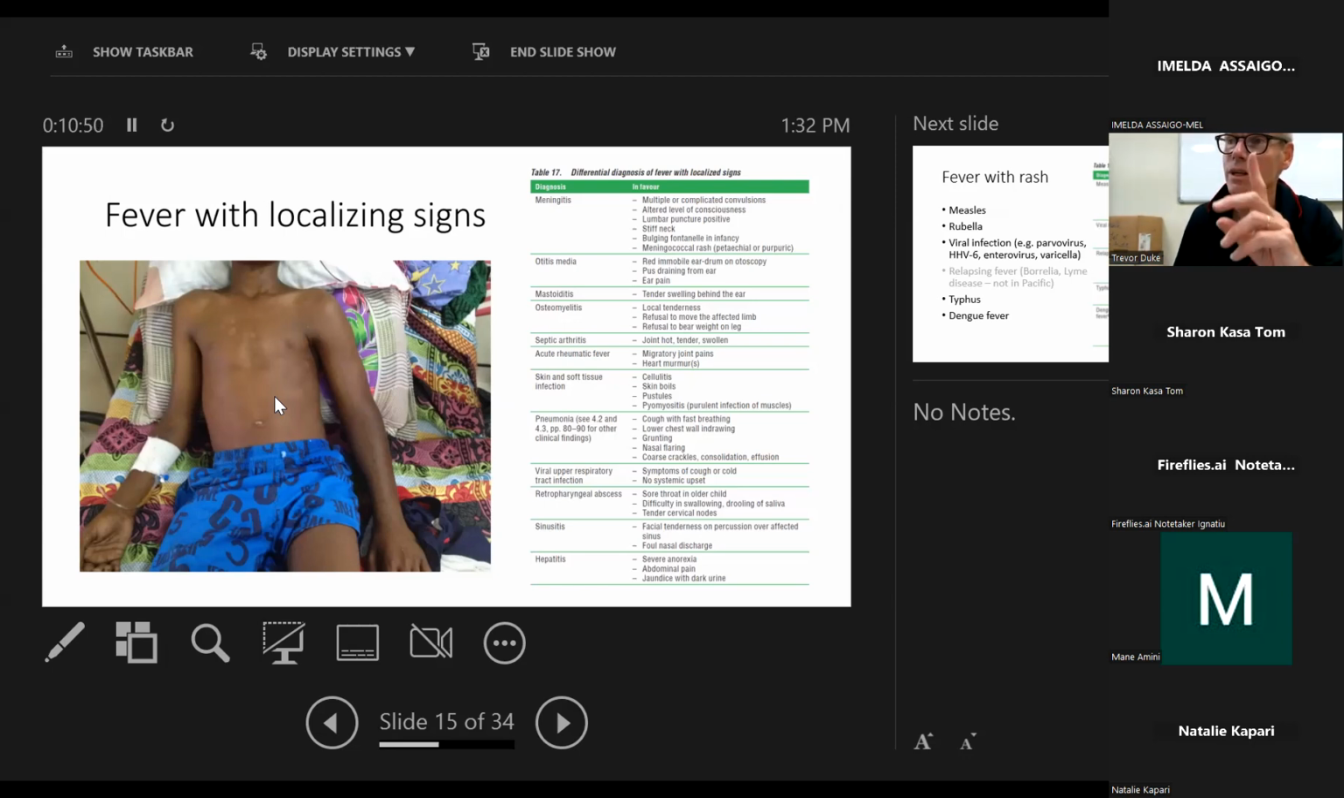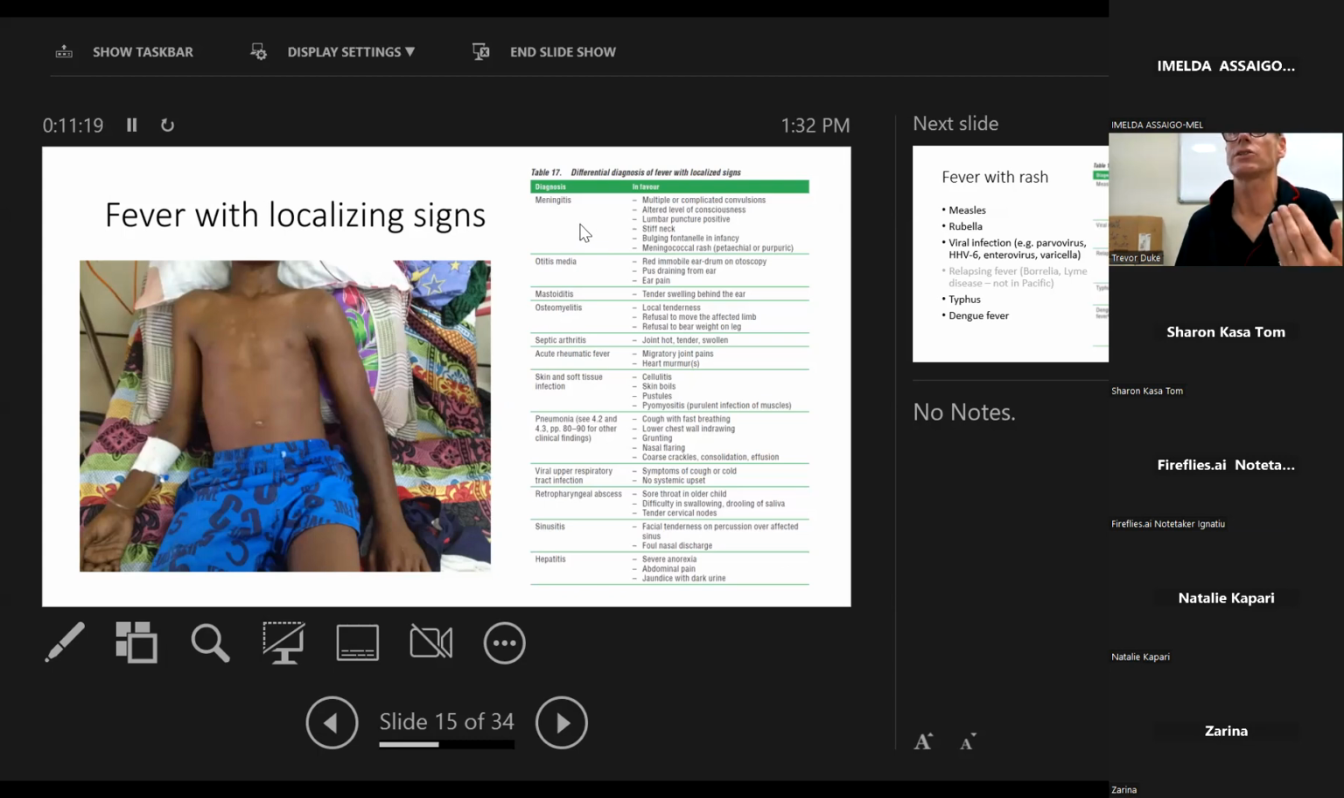So what sort of infection do you think that was? What causes osteomyelitis typically? Staph, yeah. So you can get it from the skin, and it goes to the bone and the joints and the muscles. So he had a staph osteomyelitis from his homemade tattoo. But the point is, fever with localizing signs could be lots of things.